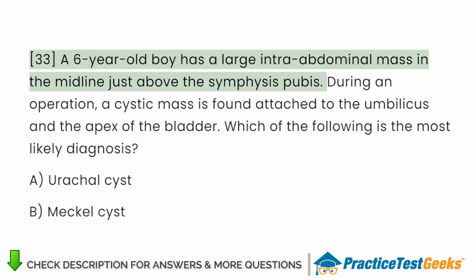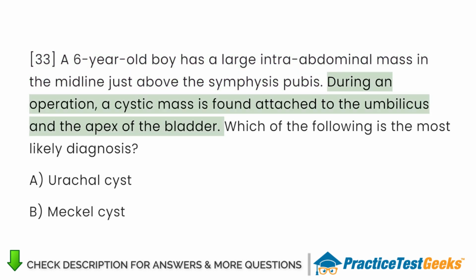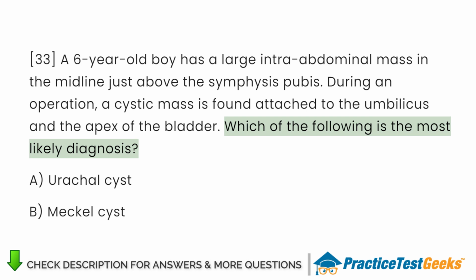A 6-year-old boy has a large intra-abdominal mass in the midline just above the symphysis pubis. During an operation, a cystic mass is found attached to the umbilicus and the apex of the bladder. Which of the following is the most likely diagnosis? A. Urachal cyst. B. Meckel cyst.